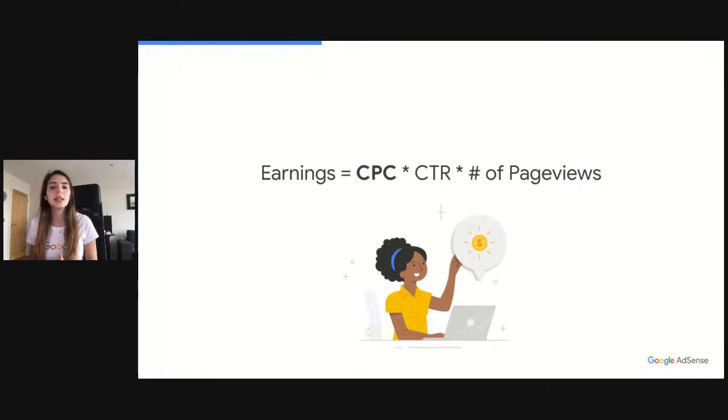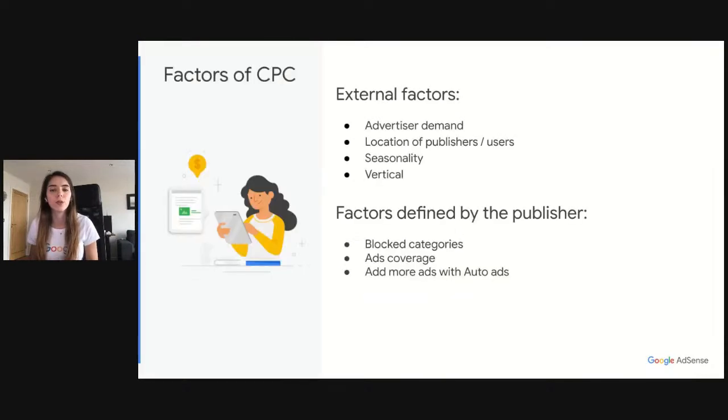So let's see each individual earning piece and what we can do to influence them and hopefully grow them. Let's take a closer look at CPC. There are 2 factors that can influence CPCs. One is external and one is the publisher side, which we can take actions on.